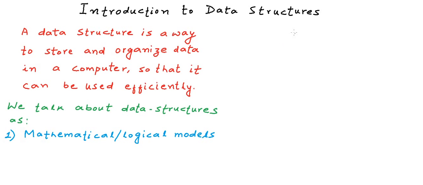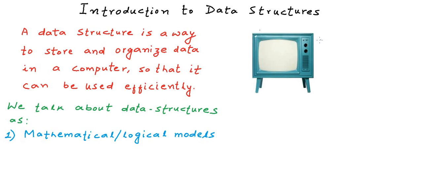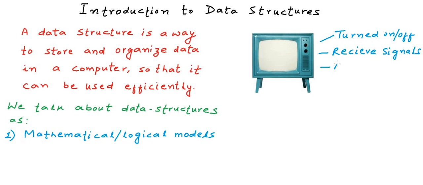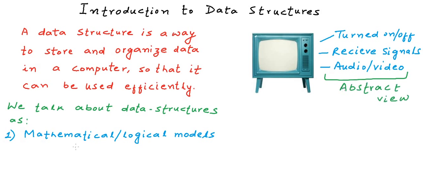An example of an abstract view from the real world can be something like the abstract view of a device named television: it is an electrical device that can be turned on and off. It can receive signals for satellite programs and play the audio video of the program. And as long as I have a device like this, I do not bother how circuits are embedded to create this device or which company makes it. So this is an abstract view. When we study data structures as mathematical or logical models, we just define their abstract view, or in other words, we define them as abstract data types.